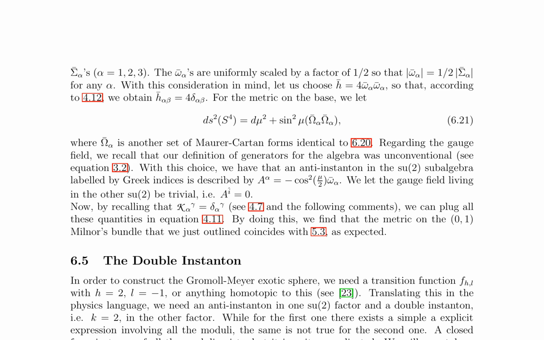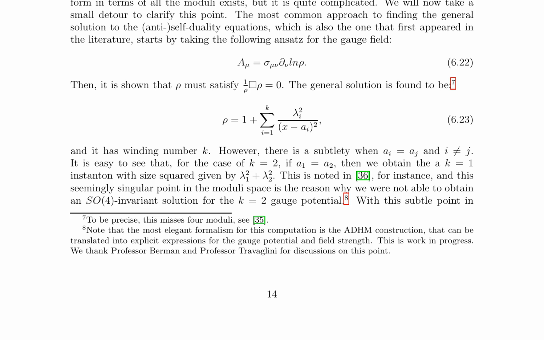It begins by outlining the metric on the total space of the Milnor's bundle, which is a particular type of sphere bundle. This metric is composed of two parts: a base part, given by the metric on S⁴, and a fiber part, which involves the gauge field strength and the curvature of the base. The base metric is chosen to be the standard metric on S⁴, while the fiber metric is determined by the gauge field strength and the curvature of the base.